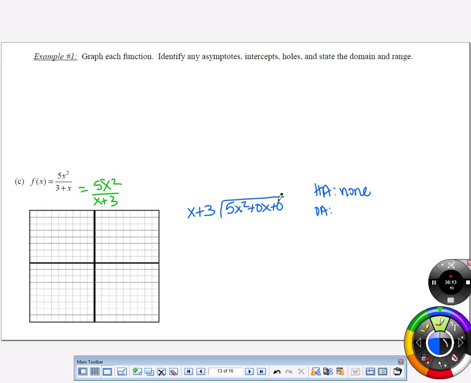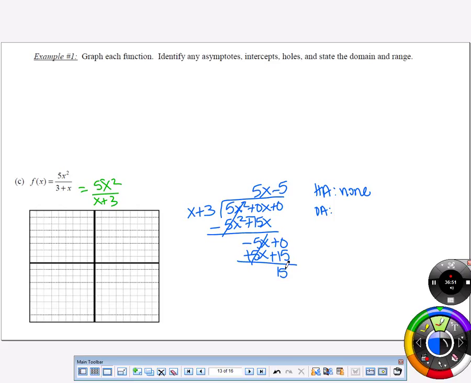Okay? So x goes into 5x squared how many times? Like what times x makes 5x squared? 5x. Okay. That makes 5x squared plus 15x. And then remember with division we're subtracting this stuff. What times x makes negative 5x? Negative 5. Okay. So negative 5 times x is negative 5x. Negative 5 times 3 is negative 15. We get a remainder of 15.